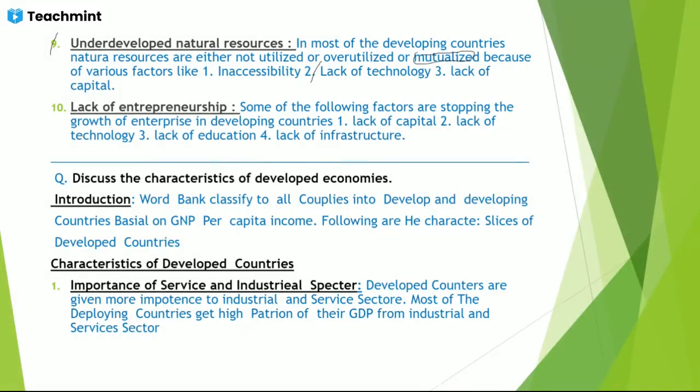And the 10th one is lack of entrepreneurship. Here the pronunciation is entrepreneurship. Some of the following factors are stopping the growth of enterprise in developing countries. Enterprise means the way of management, or how we are innovating new things, how we are running our factories or industries. This entrepreneurship, that means managing skills, is very low in all developing countries, including India. There are many reasons, like lack of capital, we don't have money, lack of technology, and lack of education, we don't have good education. So the management skills we are not learning properly, and lack of infrastructure facilities. Due to this, entrepreneurship is not growing very fast.